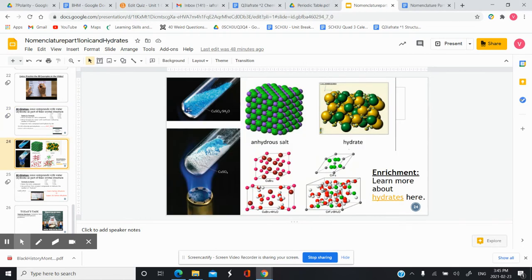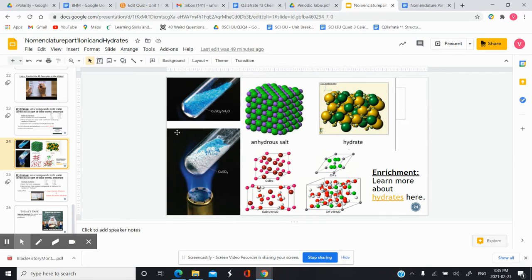So here we have a blue crystal, and you'll notice it's copper 2 sulfate from the formula. And then there's a dot, and then there's 5 H2O. So that means that this copper sulfate has 5 H2O molecules embedded within the crystal structure in some way.